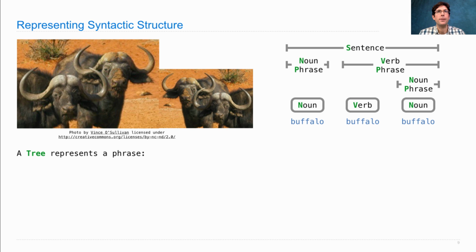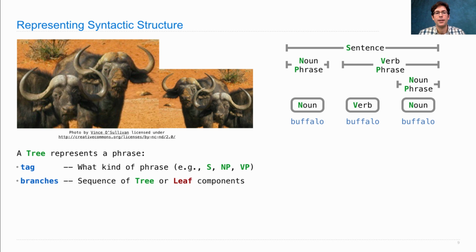So we're going to use two different classes. A tree class represents a whole phrase, such as this sentence or this verb phrase. It has a tag that tells you what kind of phrase it is. And we'll use just the first letters, so S or NP, in order to represent sentences and noun phrases. We also have a sequence of branches, and so that's why we form syntax trees. So these are a sequence of tree or leaf components that make up the tree.